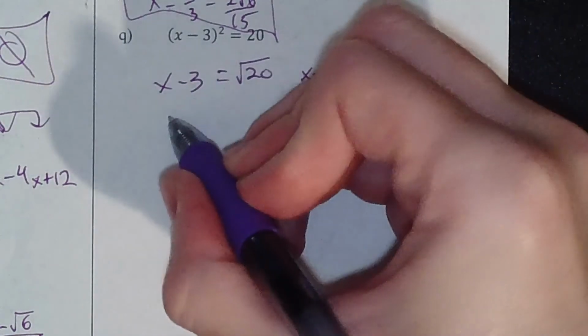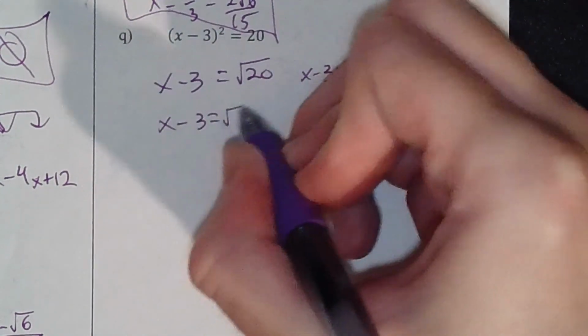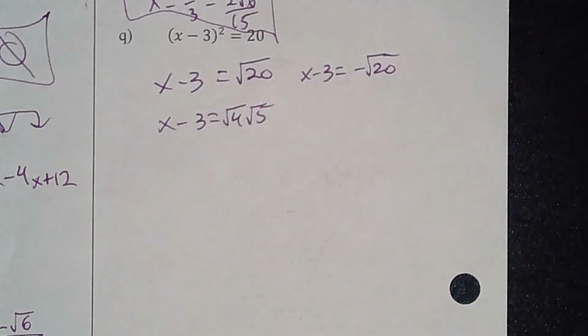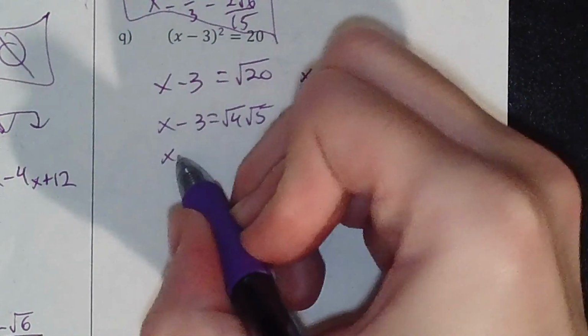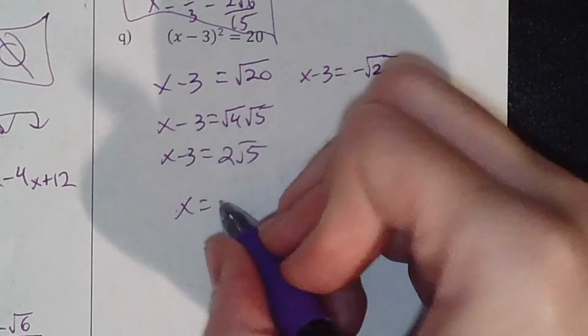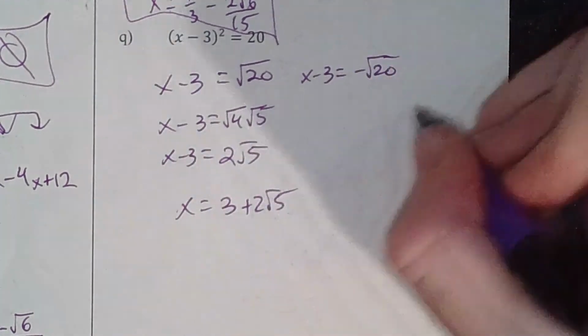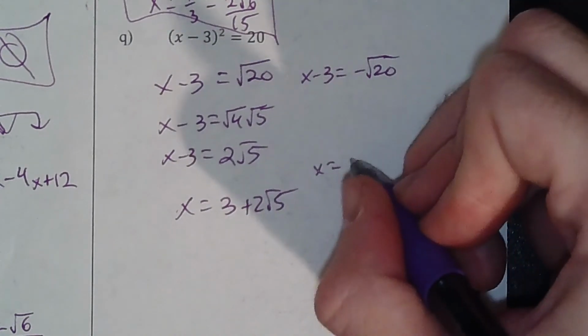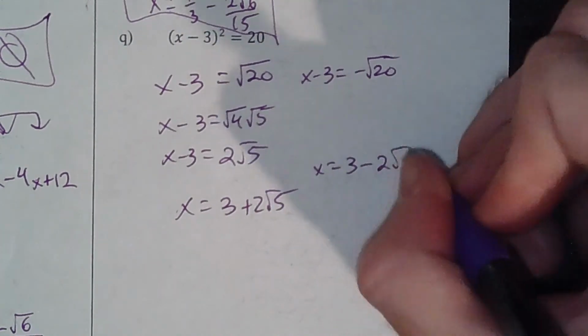But the square root of 20 is the same thing as the square root of 4 times the square root of 5. X minus 3 equals 2 square root of 5. X equals 3 plus 2 rad 5. And over here, x is going to be equal to 3 minus 2 rad 5.